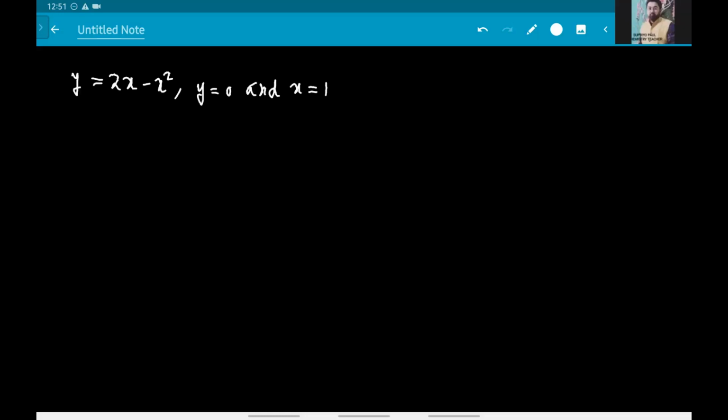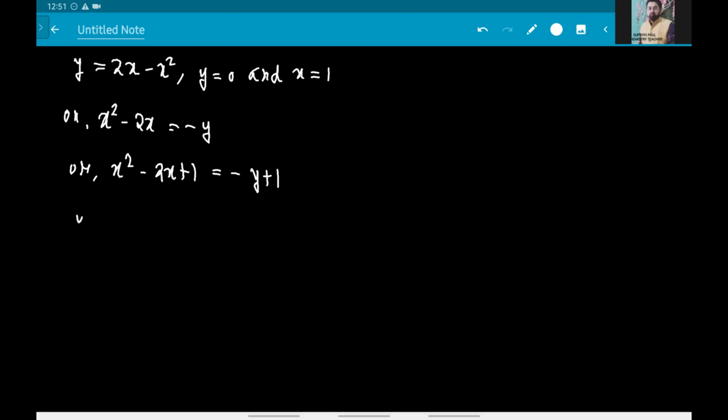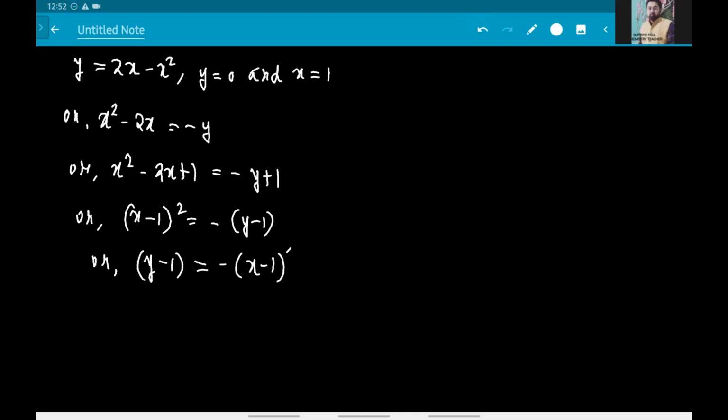This first curve, y equal to 2x minus x square, we can rewrite as x square minus 2x is equal to minus y. If we add 1 on both sides, then x square minus 2x plus 1 is equal to minus y plus 1. In the next step, this is x minus 1 whole square is equal to, if we take minus common, minus of y minus 1. So this can be written as y minus 1 is equal to minus of x minus 1 whole square.